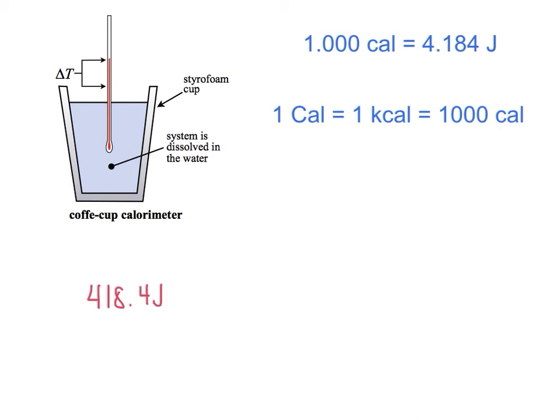Well, we need to group them, so we want to divide, and we know that there are 4.184 joules per calorie. Well, I don't think it's hard to see that we would get a value of 100. I'm going to ignore significant digits here for a second. Calories.